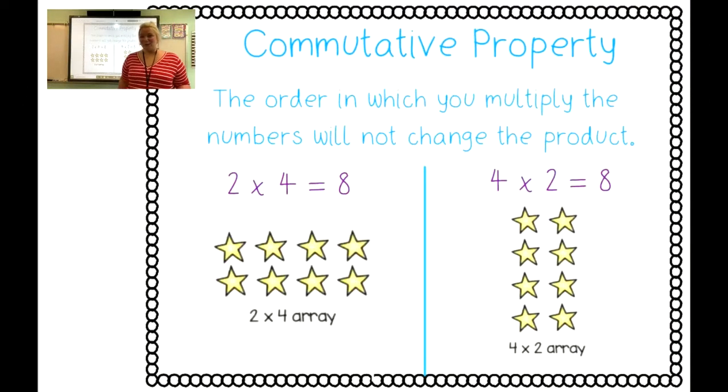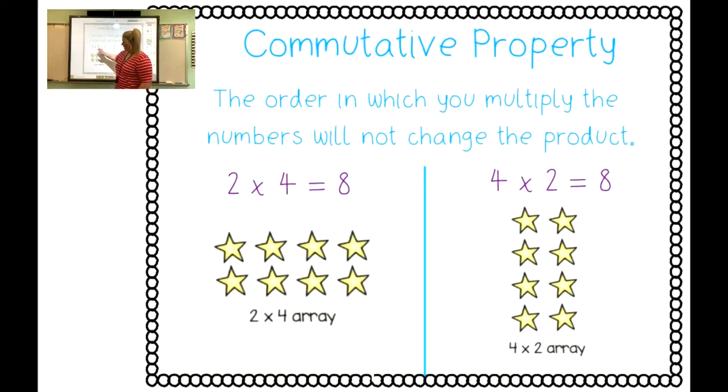So the next one we're going to look at is the commutative property. The commutative property means that the order in which you multiply the numbers will not change the product. Remember, that's the answer to a multiplication problem. So, for example, 2 times 4 equals 8.